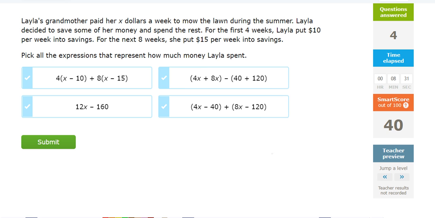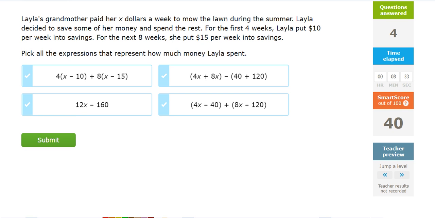So Layla's grandmother paid her X dollars a week to mow the lawn during the summer. Layla decided to save some of her money and spend the rest. For the first 4 weeks, Layla put $10 per week into savings. For the next 8 weeks, she put $15 per week into savings. Pick all the expressions that represent how much money Layla spent.